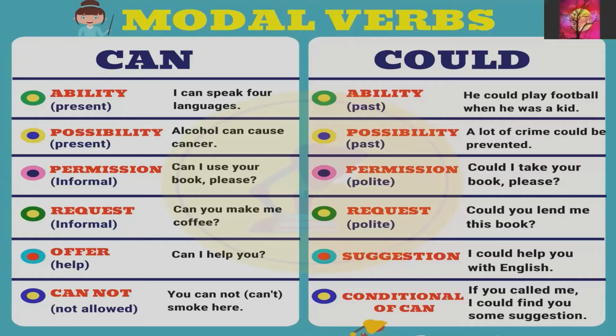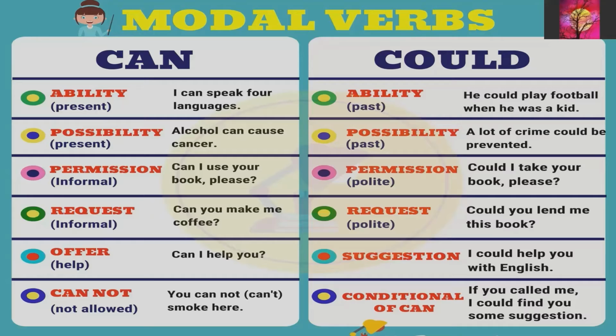Let us now look at how the modal verb could is used. Just like can, could is also used for the same situations, but here the nature is changed a little bit. Again, we use could for showing ability, but here it is in the past tense. So, when we say "He could play football when he was a kid," that means maybe now he doesn't know, but when he was a kid, he could play football.